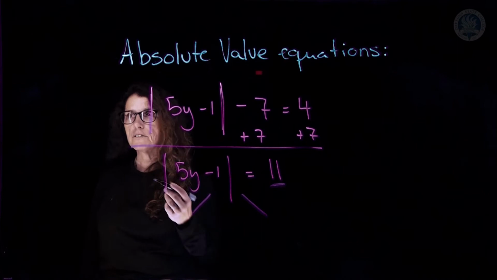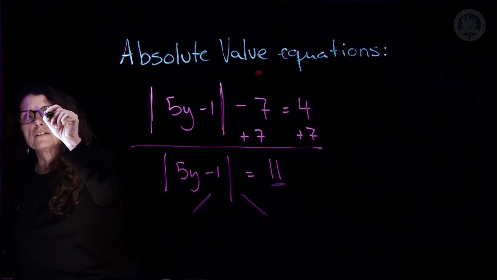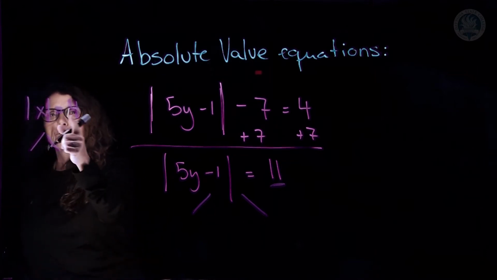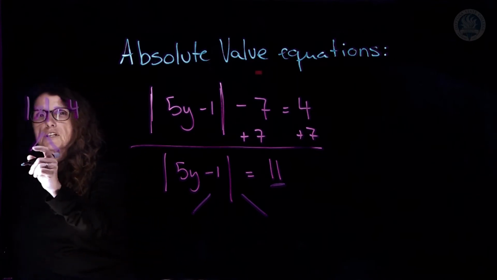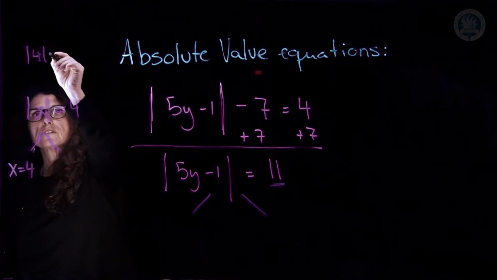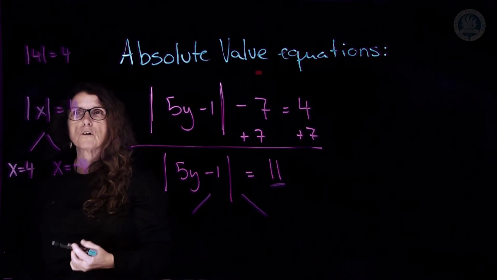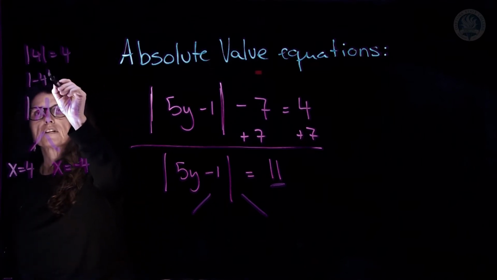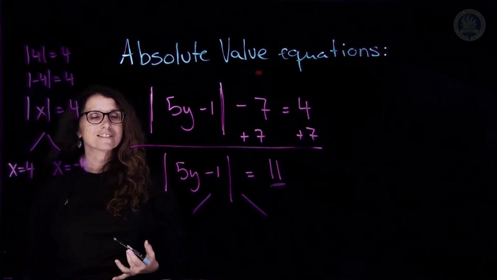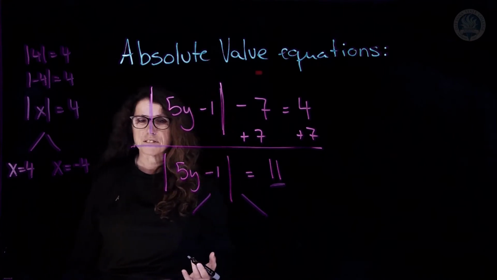Because absolute values, if you recall, a really quick review here, the absolute value of x equals 4, for example, which two values make this a true statement? Well, we can say x is equal to 4 because the absolute value of 4 is equal to 4. But we can also say that x is equal to negative 4. Why is that? Because the absolute value of negative 4 is also a positive 4. The absolute value is a distance problem. Distance from 0, distance is positive.